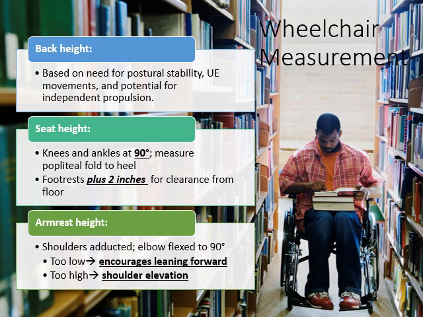What about the armrests? Too low or too high could be problematic. So we're going to measure with the shoulders adducted and elbows flexed to 90 degrees what that height should be. If the armrests are too low, that means the patient is going to lean forward to get contact between the elbow and the armrest. So it's going to make them lean forward. If the armrests are too high, they're going to end up with shoulder elevation and be very, very uncomfortable.